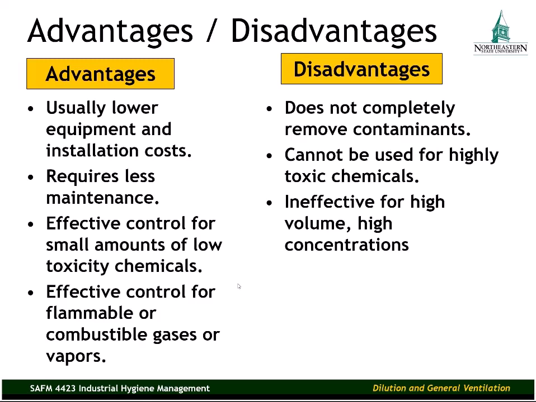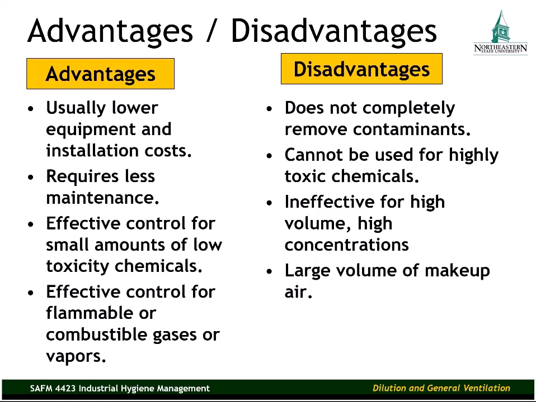Another disadvantage that affects the operating costs of a dilution ventilation system is it requires a large volume of makeup air. If we are providing our makeup air through mechanical ventilation systems, then that can be more expensive. Now, if we're able to provide the makeup air naturally with natural ventilation, then that's not so much of a problem.